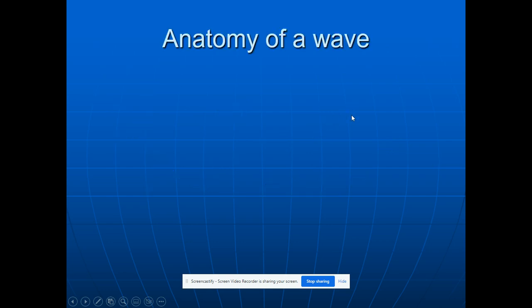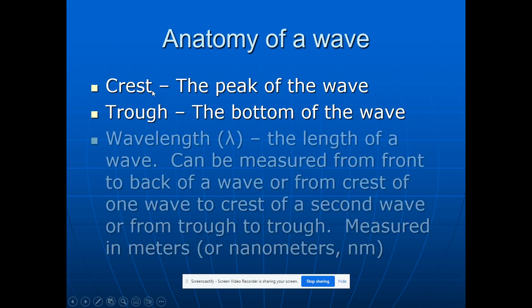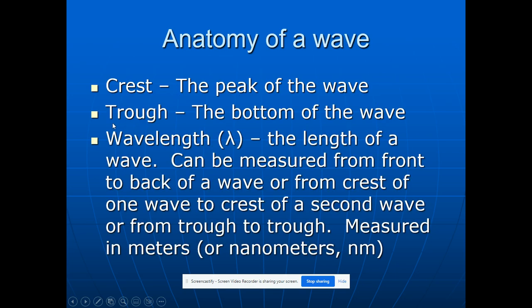Okay, so let's take a look at parts of a wave. The crest is the peak of the wave. The trough is the bottom of the wave, the lowest point of the wave. And the wavelength, represented by the Greek letter lambda, is the length of a wave. It can be measured from the front to the back of a wave, or from the crest of one wave to the crest of a second wave, or from trough to trough. We usually measure it in meters, unless it gets smaller or larger, then we could measure it in other units. We're going to be using nanometers a lot because light waves are very small.